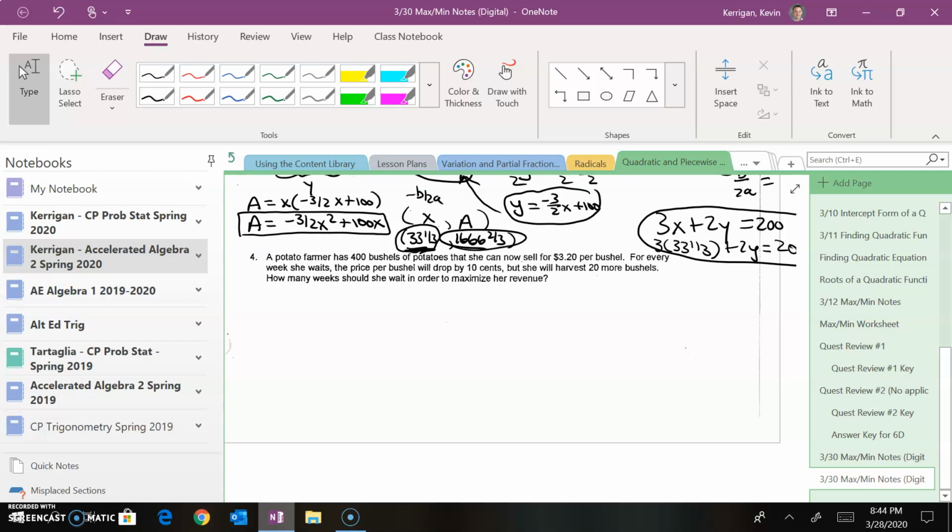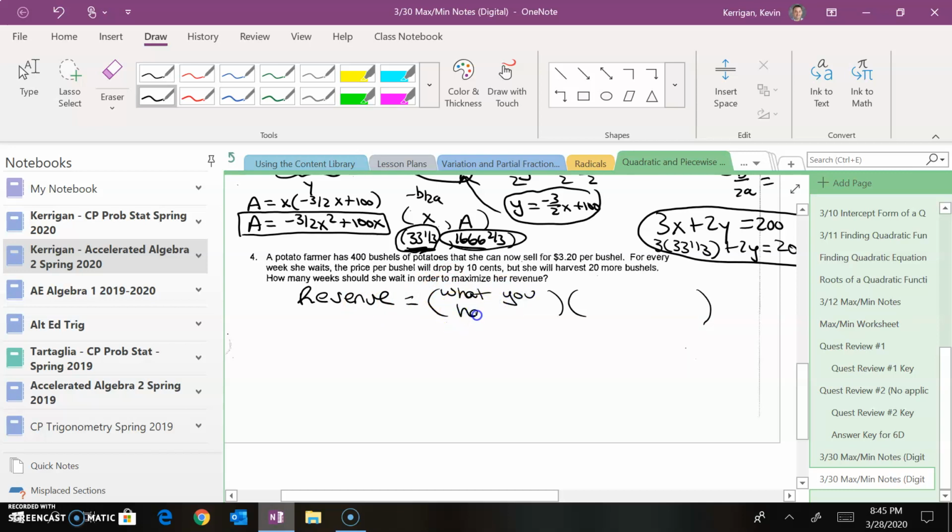So first, for this problem, before we do anything, you just need to have an understanding of what revenue means. Revenue basically is what you have times what you sell it for. So that's basically the total money that's coming in for whatever your business is and you're selling.